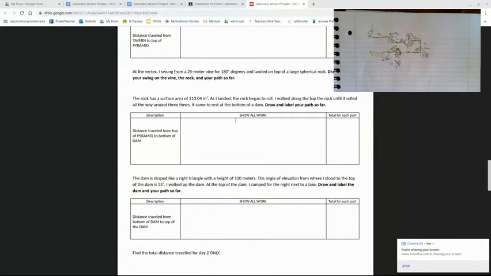Then it says you come to a dam. The dam is shaped like a right triangle. So here is the dam. It has a height of 100 meters. And from where I stood, aka right here at the base of the dam, the angle of elevation is 35 degrees. So you've got 2 angles.